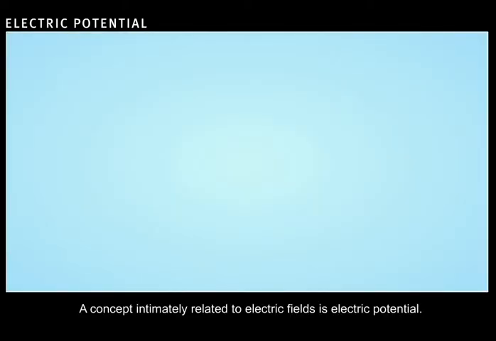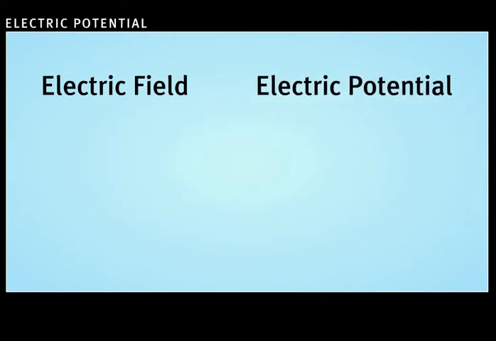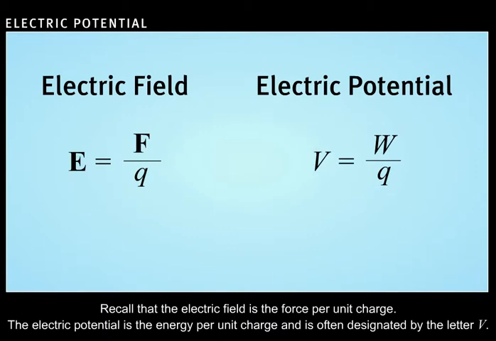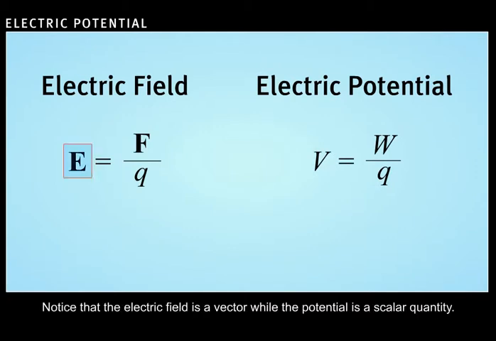A concept intimately related to electric fields is electric potential. Recall that the electric field is the force per unit charge. The electric potential is the energy per unit charge and is often designated by the letter V. Notice that the electric field is a vector, while the potential is a scalar quantity.